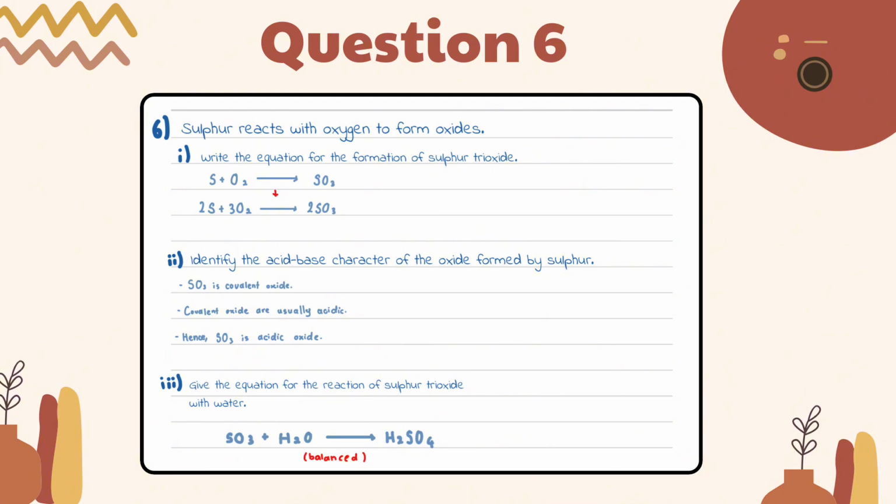For the second Roman numeral, identify the acid-base character of the oxide formed by sulfur. The first point is SO3 is a covalent oxide. The second is covalent oxides are usually acidic. And the last point, hence SO3 is an acidic oxide.